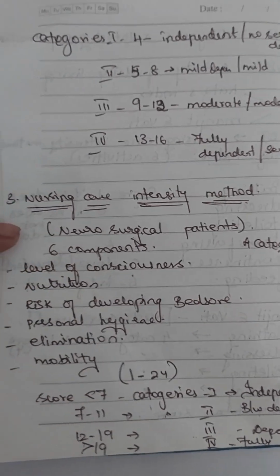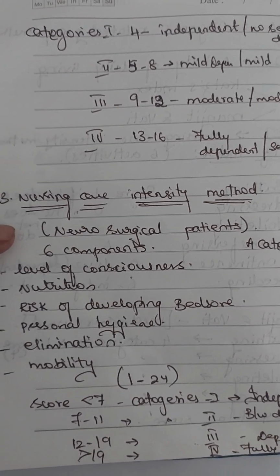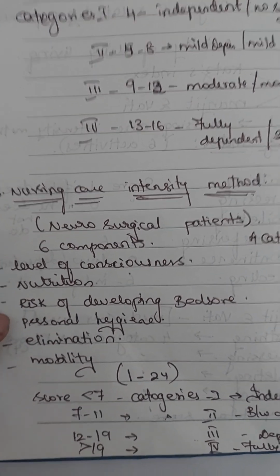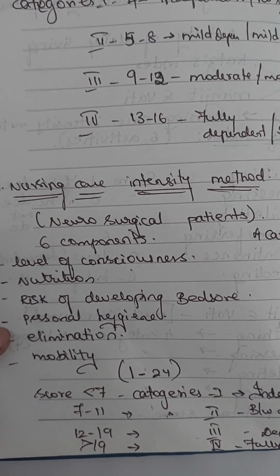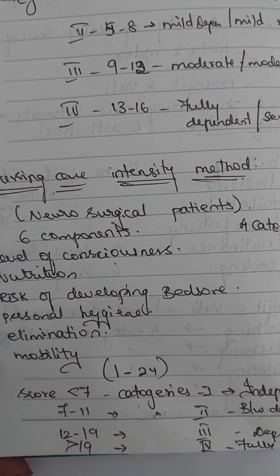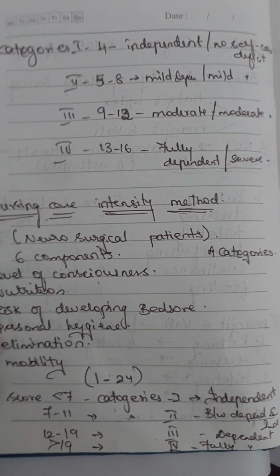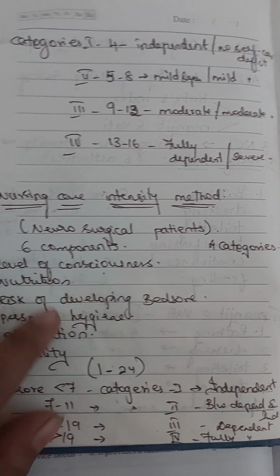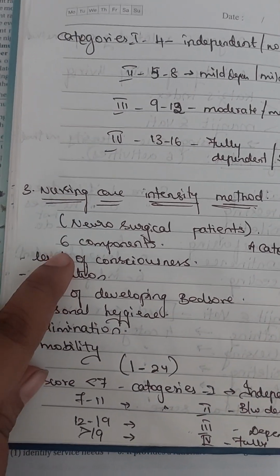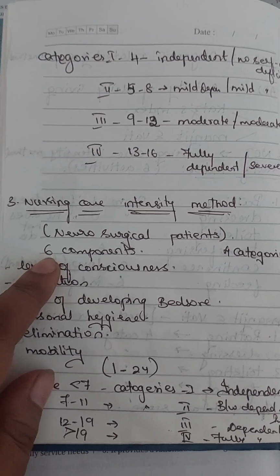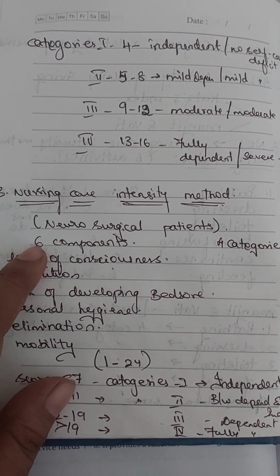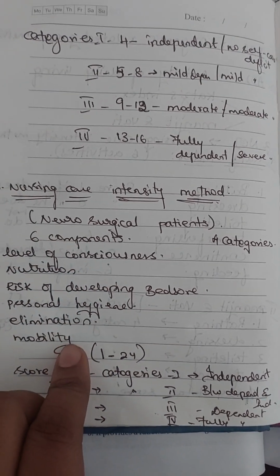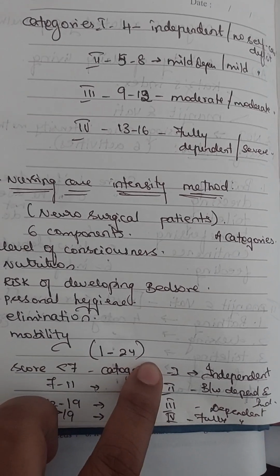The third topic is the nursing care intensity method. This method is used for neurosurgical patients. It has 6 components: level of consciousness, nutrition, risk for developing bed sore, pressure, personal hygiene, elimination and mobility. Again there are 4 categories, and we give 1 to 4 marks for each. With 6 components, 6 into 4 is 24, so the total score is 6 to 24.